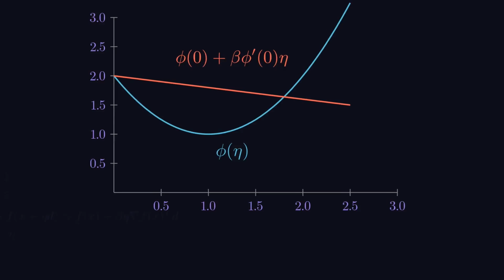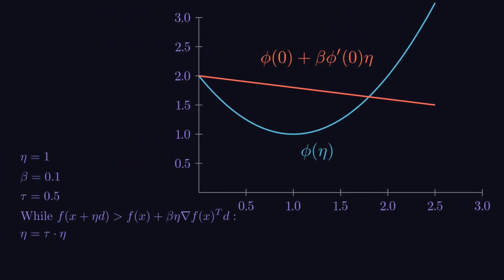Here is a simplified Armijo algorithm. We usually set the step size eta as 1, but for learning purposes, I set it as 2.25. The tau parameter, which is the shrinking parameter of the step size, we usually set as 0.5, and the threshold parameter beta, I set as 0.1.